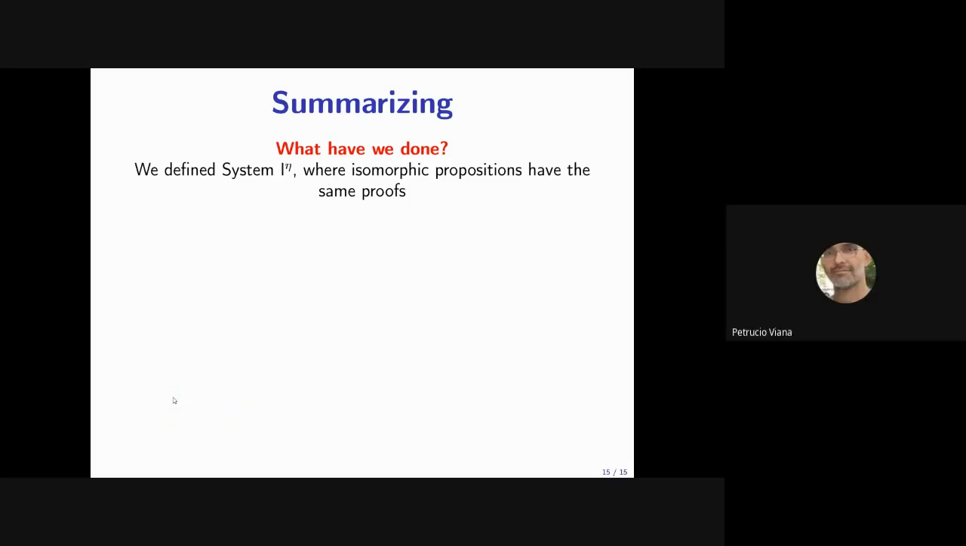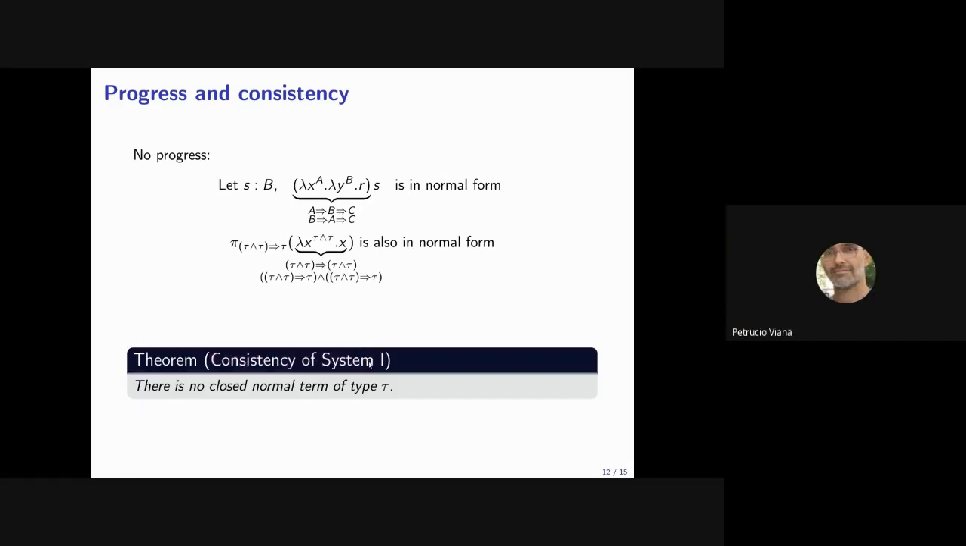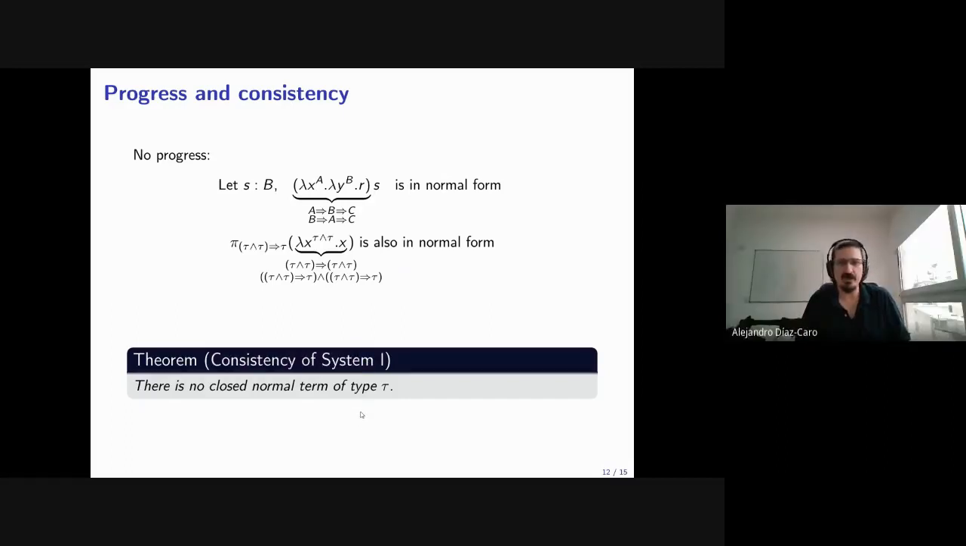No, I mentioned, correct? That we prove that there is no inconsistency. This is the proof of no inconsistency. Not that you cannot prove an inconsistent type or something like that. What we prove here is that one specific type has no proof. This means that you cannot prove everything. So this is a small proof of consistency for System I.